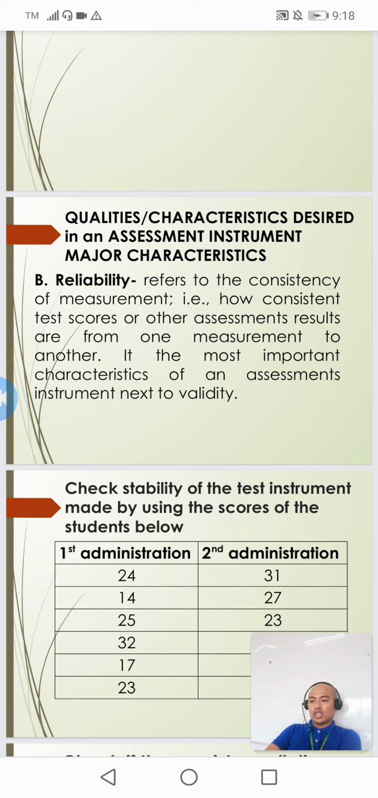The third is inter-rater reliability. Inter-rater reliability indicates how consistent test scores are likely to be if the test is scored by two or more raters. Tatlo yung judge, dalawa yung judge, or more than three yung judges natin. So, this is inter-rater reliability.